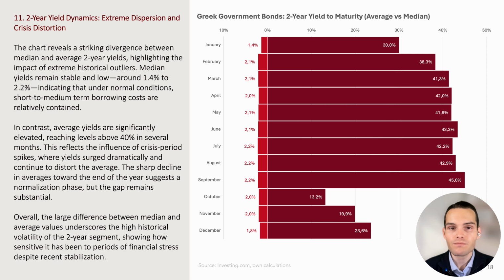This slide focuses on the 2-year maturity segment. Here, we observe a much larger divergence between average and median yields compared to the 3-month maturity. While median yields remained relatively stable under normal market conditions, average yields increased sharply during the sovereign debt crisis. Although conditions normalized significantly in recent years, the 2-year segment remained highly sensitive to changes in investor confidence.